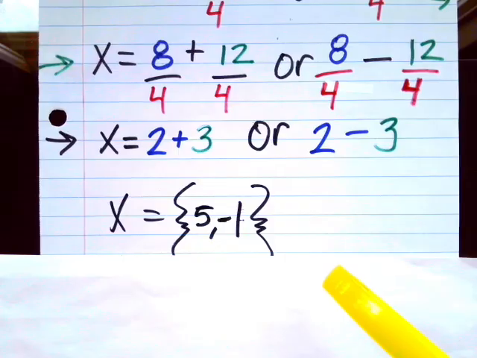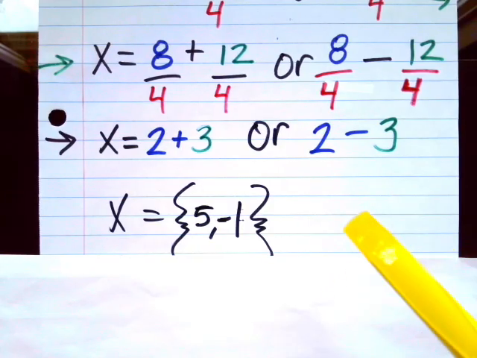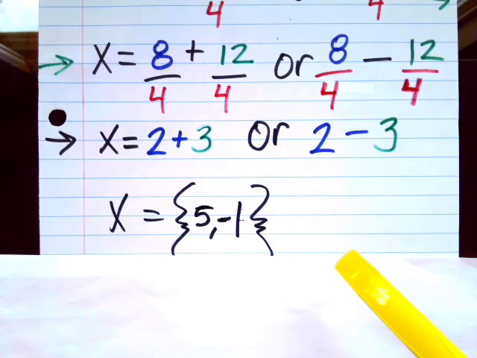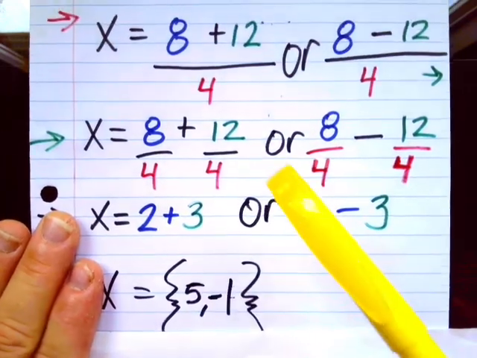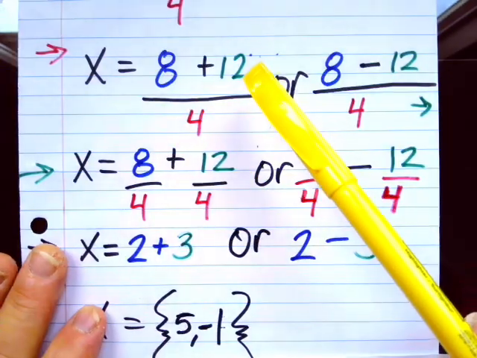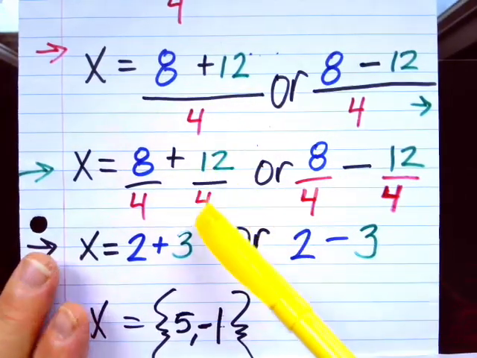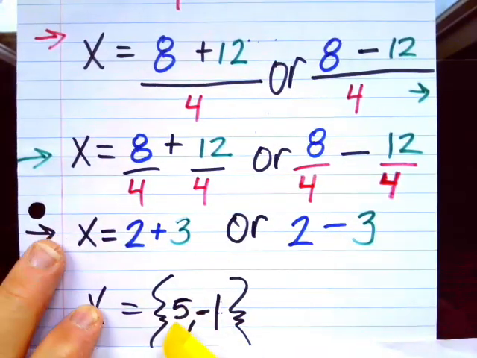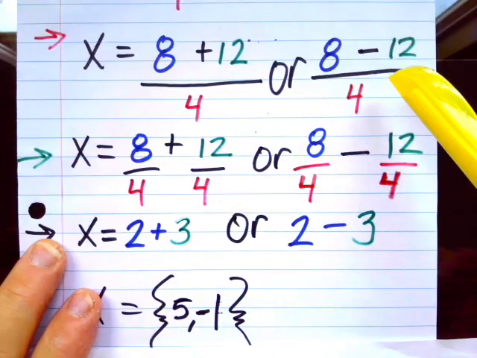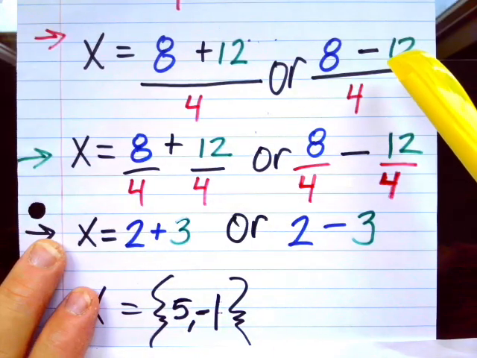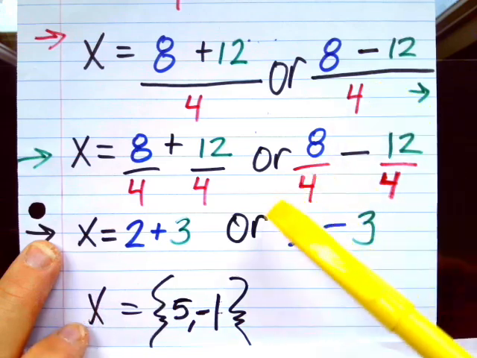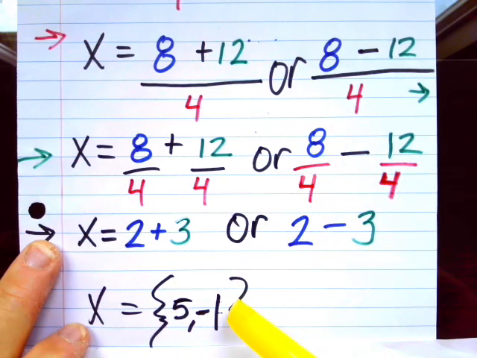Hey, thank you for joining me. Again, math is easy. Take it step by step. If I went too fast, please stop, pause, rewind, watch it again. I can't emphasize enough: 8 plus 12 is 20. 20 divided by 4 is 5. Or 8 minus 12 is negative 4. Negative 4 divided by 4 is a negative 1.